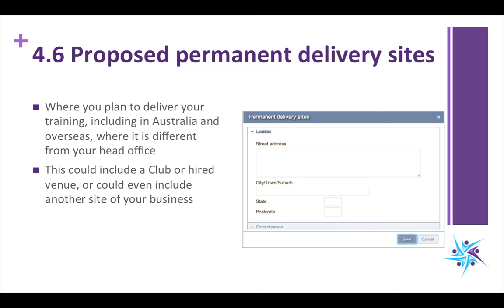So a permanent delivery site is normally somewhere where you'll have a lease in place or an agreement in place where you're permanently going to be delivering training there on an ongoing basis. So you may down the track decide you want to deliver at some other clubs or some other venues. That's fine. We can add those later on, but this is only your permanent delivery sites. You could have temporary delivery sites where you just hire a training room for a term or a week or however long you want to run your course for, but you may not use that site again. So it should be limited to just your permanent delivery sites, and only if it's different from your head office.